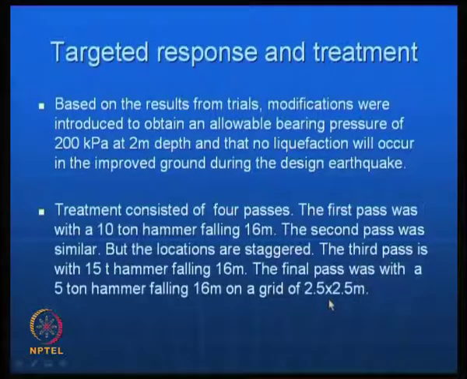Actually, in the beginning itself I said, if you make it closer, then you have shallow depths densified. If you go a little deeper, the possibility is that the deeper materials get strengthened. So, these concepts one can use and come out with some good improvement.